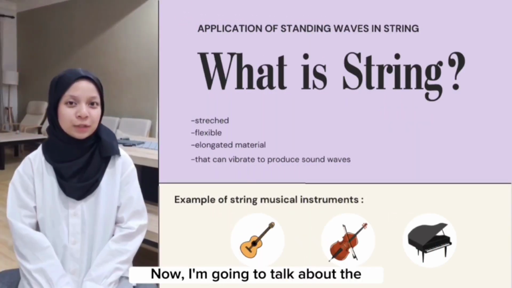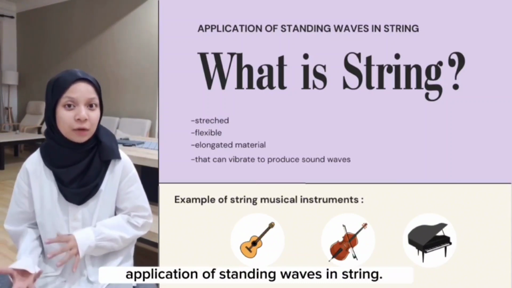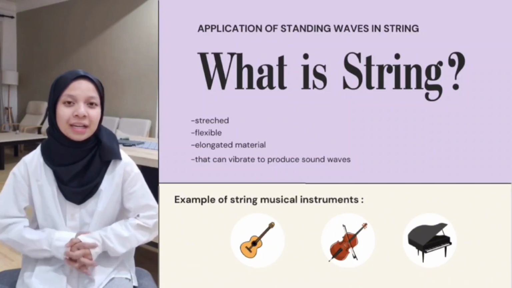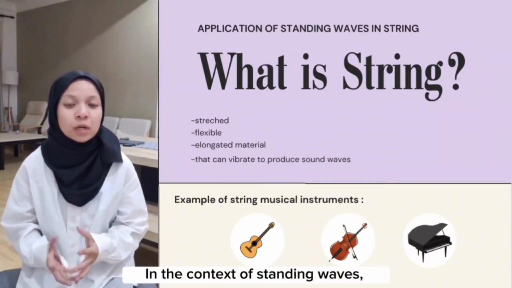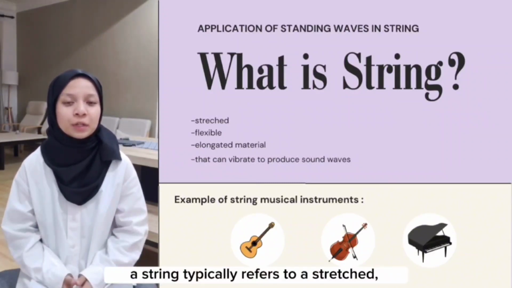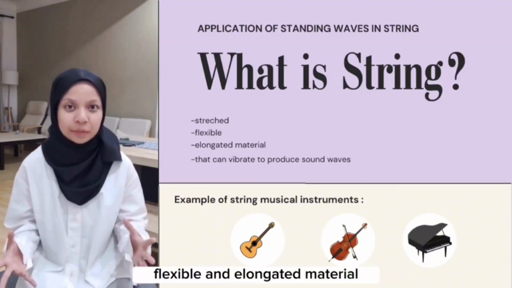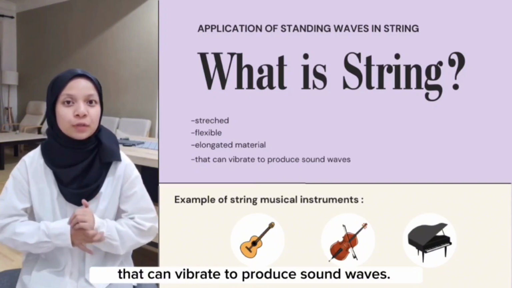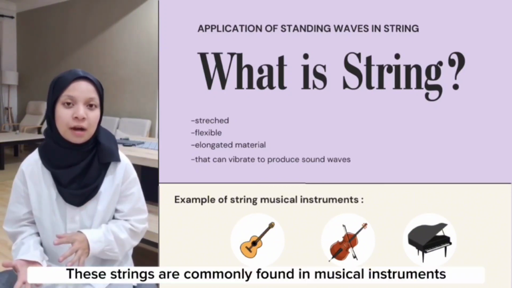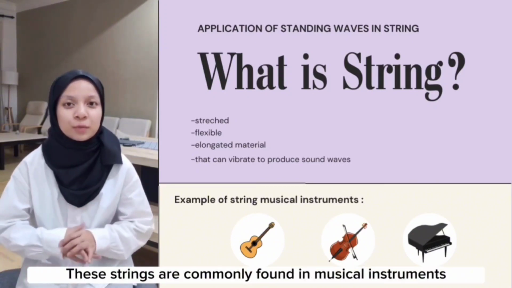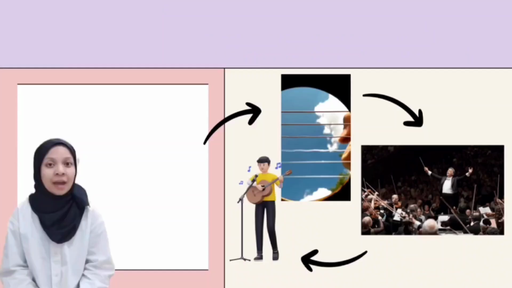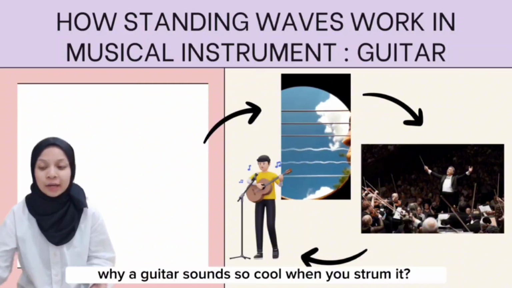Now, I'm going to talk about the application of standing waves in string. First of all, what is a string? In the context of standing waves, a string typically refers to a stretched, flexible, and elongated material that can vibrate to produce sound waves. These strings are commonly found in musical instruments like guitars, violins, and pianos.